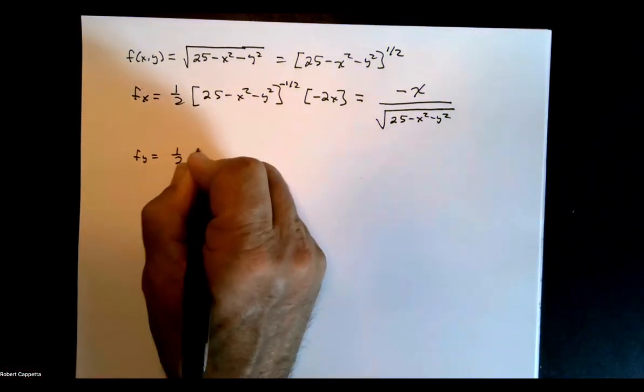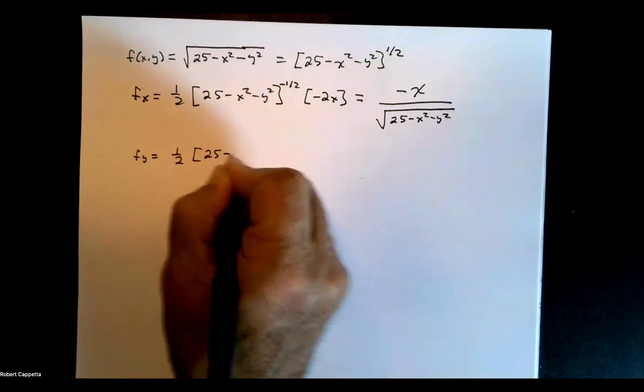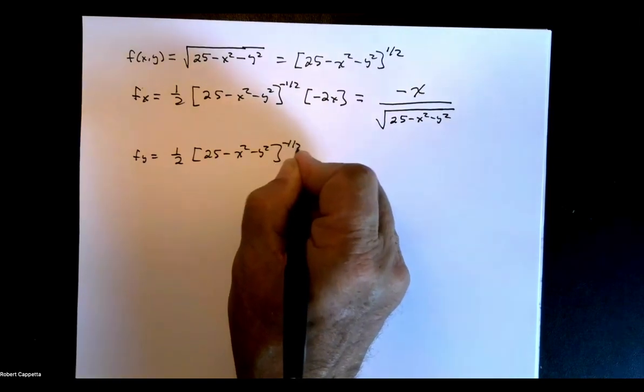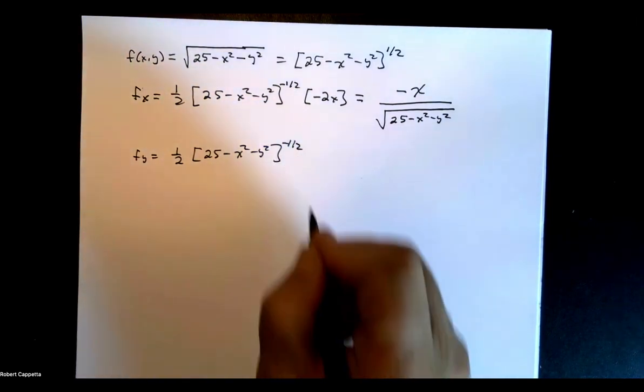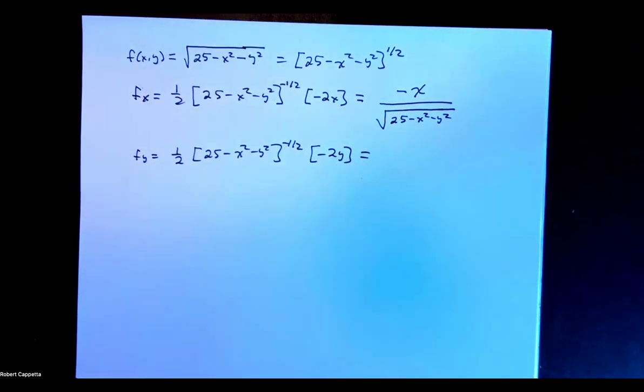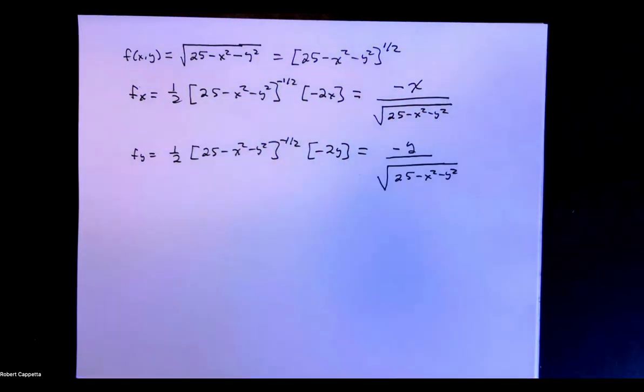Let's find f sub y next. So similarly, 1/2 times 25 minus x squared minus y squared to the negative 1/2 times the derivative of the inside with respect to y, which would be negative 2y. And we get negative y over the square root of 25 minus x squared minus y squared. Now we know with our formula, what do I need? I need the square root of f sub x squared plus f sub y squared plus 1.